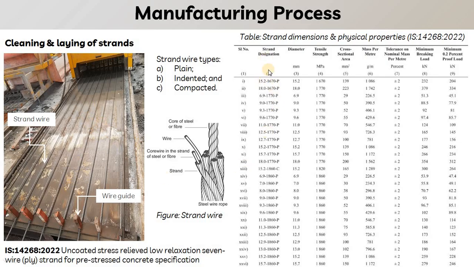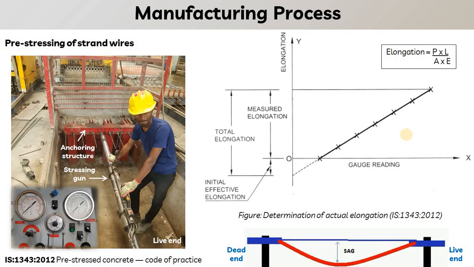Here P indicates that it is a plain wire. C indicates that it is the compacted wire, and we also have the indented wire. So depending upon the design, the strand wire has to be used, and these are the tension capacity of the wire, cross section area and other parameters that are considered. After laying and locking the wire on both ends, now the stressing will be done.